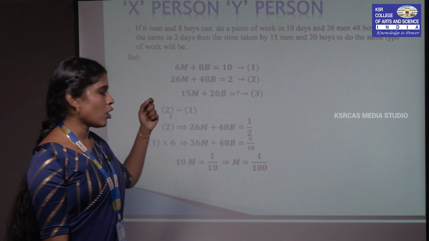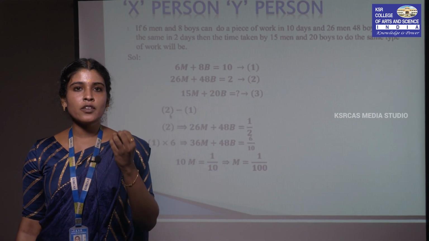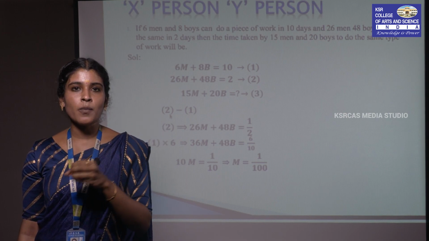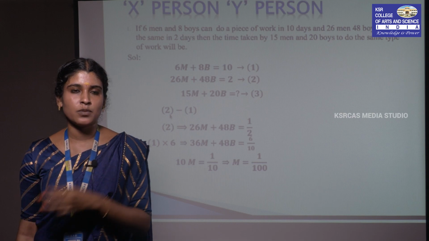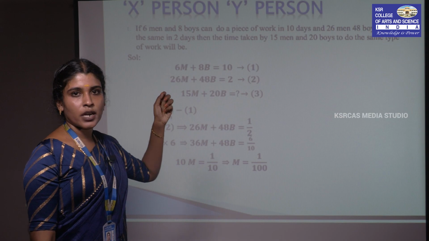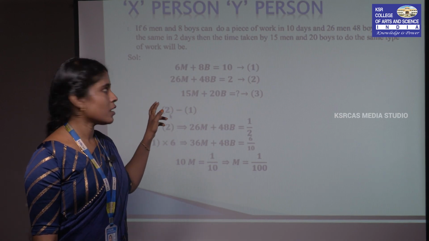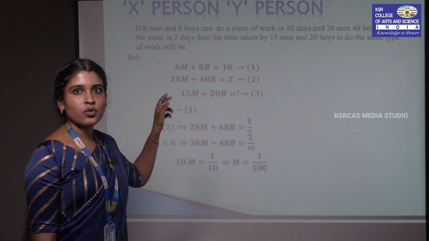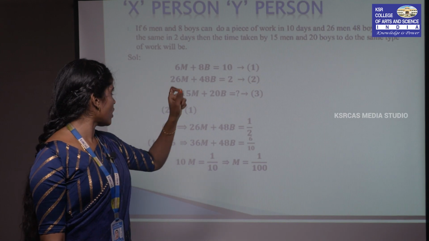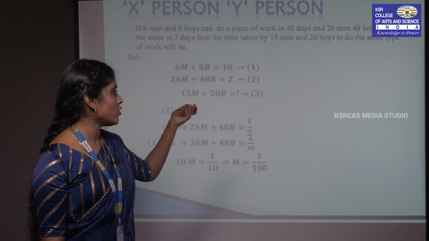See, this is our last type, X and Y persons. In this method we have to apply the equation concept. Given the question, first we convert it into equation form, and then simplify step by step. See the first example: 6 men and 8 boys can do a piece of work in 10 days. Converting to equation form, 6 men plus 8 boys equals 10 days. We assume this is equation number 1. The second one: 26 men and 48 boys can complete the work in 2 days. We keep this as equation number 2.